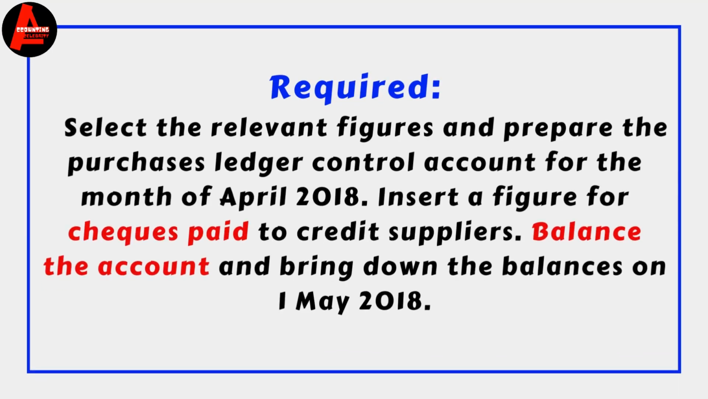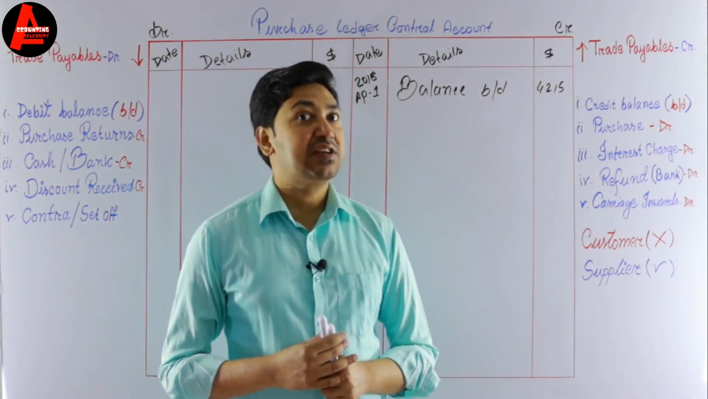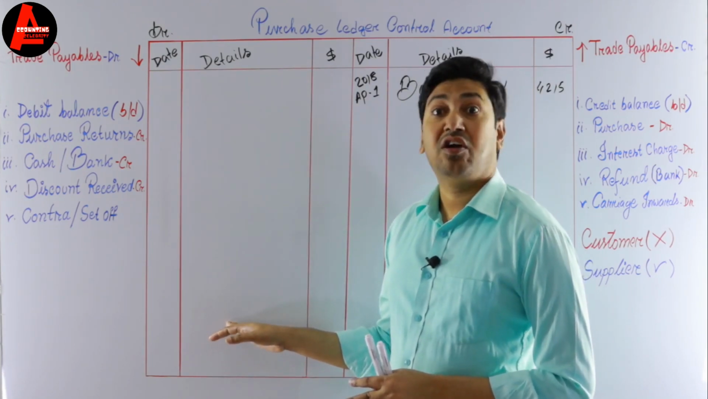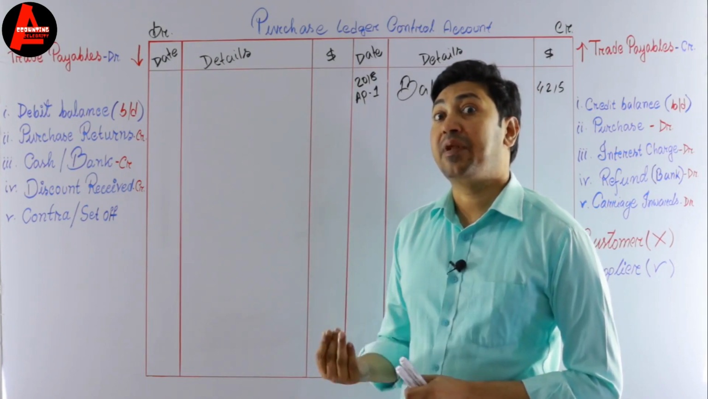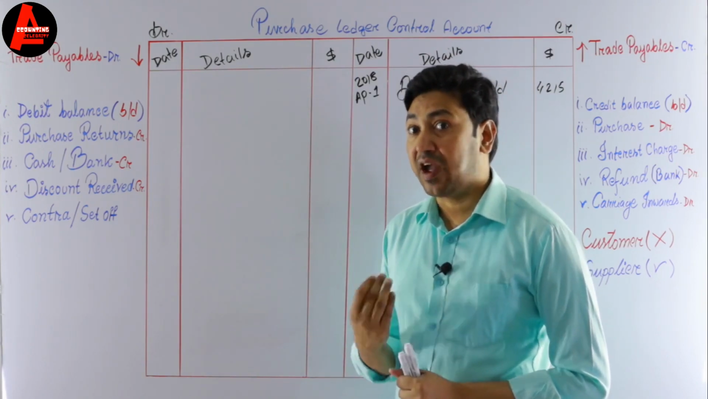Okay, in the last part, what is required? Select the relevant figures and prepare the purchase ledger control account for the month of April 2018. Okay, so we will do it. Then what is written? Insert a figure for cheques paid to credit suppliers. So in this question, our requirement is not the balance c/d, the closing balance. Calculating the closing balance is not our requirement. What is our requirement here? How much we paid to the supplier by cheque. We have to find out this value.